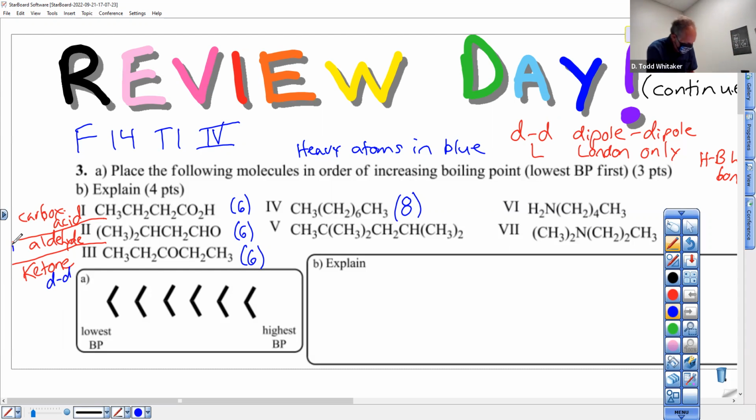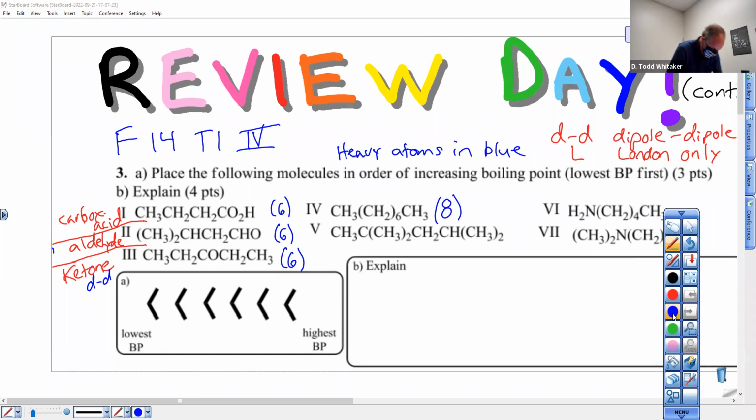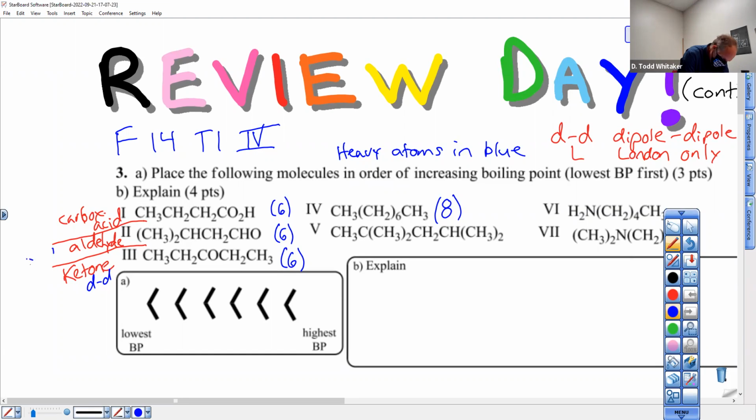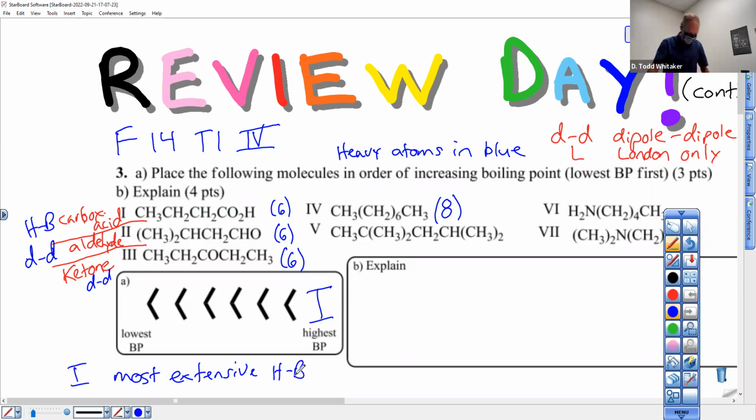Sorry, it's a bit of a mess. And of course, the left of the screen is a dead area on the screen. And HB, right? And that's our strongest HB. You can go ahead and just go like this, and just say the one has the most extensive HB. That's why it's number 1 there. And we got an alkane there. And the next one, how many heavy atoms? 1, 2, 3, 4, 5, 6, 7, 8.